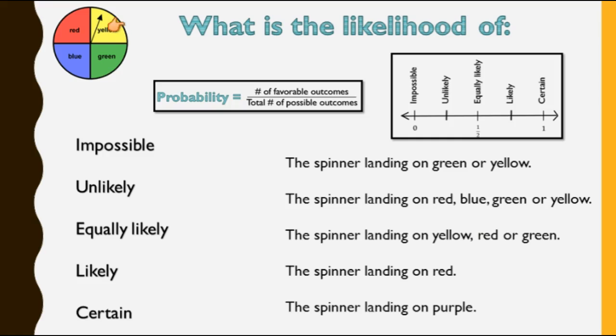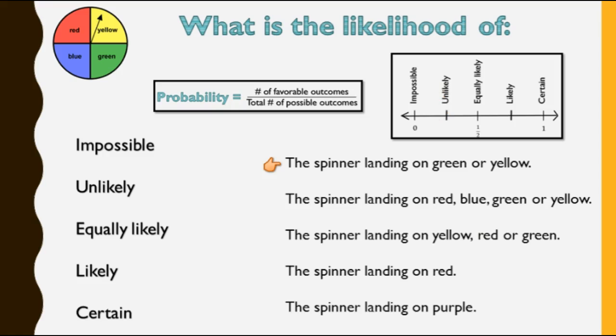So let's take this spinner for our example. Remember this. This is our little equation. The number of favorable outcomes goes on top, and the total number of possible outcomes goes on the bottom. Okay, and then if it's a 0, we're going to use the word impossible. If it's a 1, it's going to be certain. If it's half, it's going to be equally likely. If it's more than half, but not all the way to certain, we're going to use the word likely. And if it's less than half, but not impossible, we're going to use unlikely.